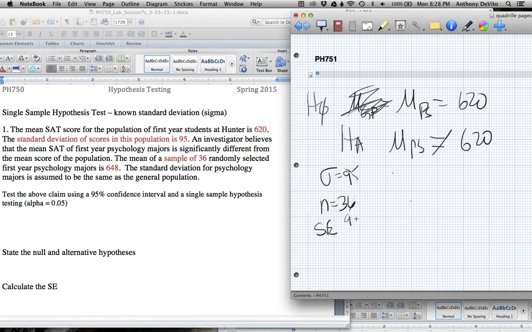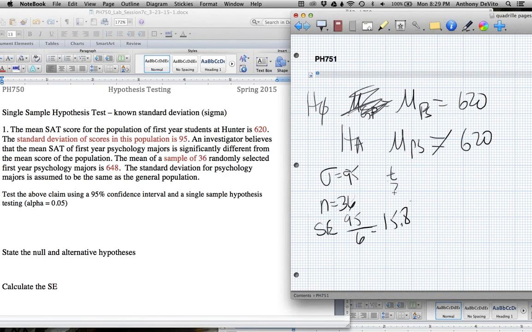It's going to be 95 over 6, which is, how much does that come out to? I'm going to call it 15.8. I don't want you to round off until you're done, but I'm rounding off so we can get done sometime tonight. So that's my standard error, right? Now I have to figure out, what's the probability that I would get a value that's that different from 620?